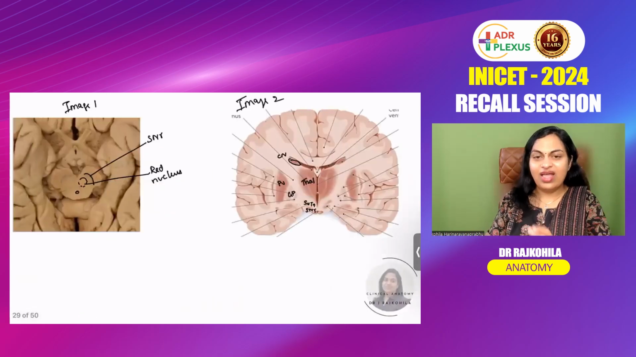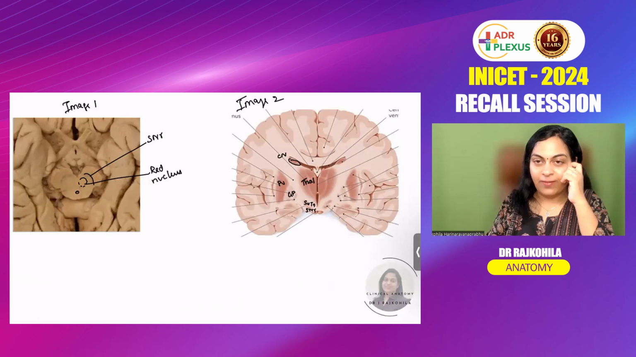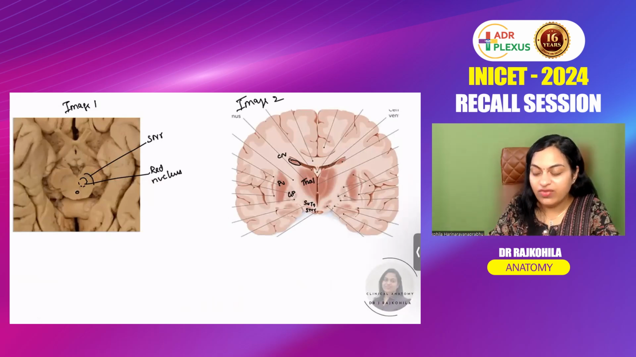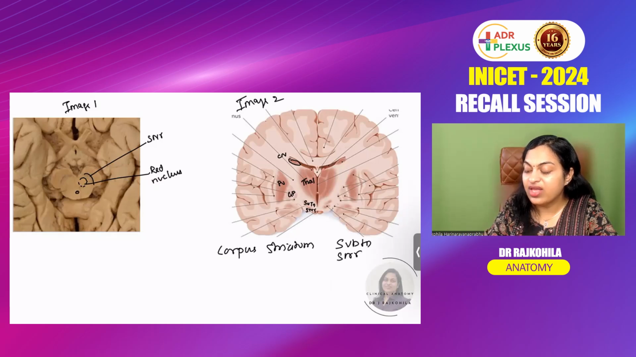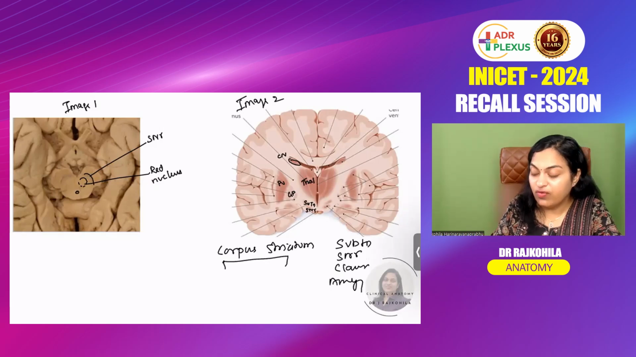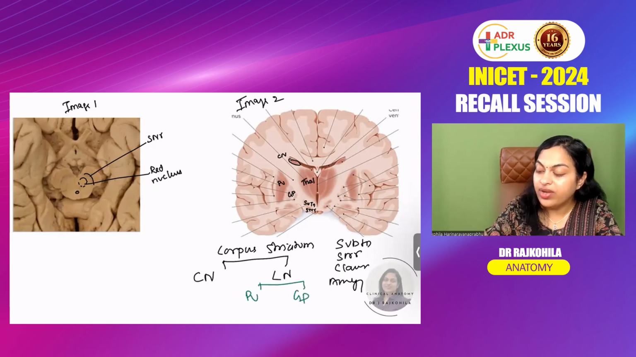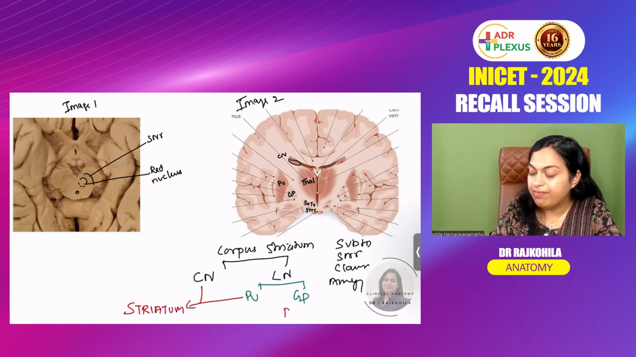Okay. So, substantia nigra, what is it connected with? The basal ganglia. What are the components of the basal ganglia? It consists of the corpus striatum. It also includes the subthalamic nucleus, the substantia nigra, the claustrum, the amygdala. The corpus striatum consists of the caudate nucleus and the lentiform nucleus. Lentiform nucleus is further divided into putamen and globus pallidus. The caudate nucleus and the putamen share a common function. Together, it is called the striatum, whereas this is called the pallidum.